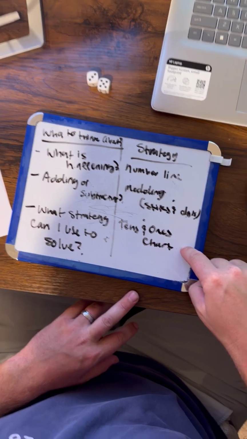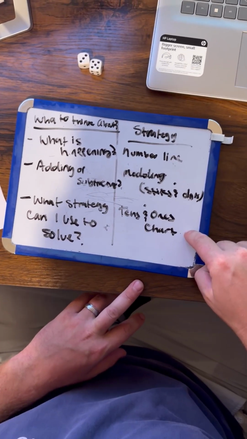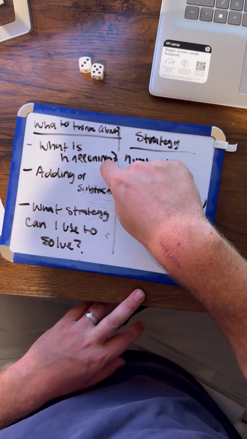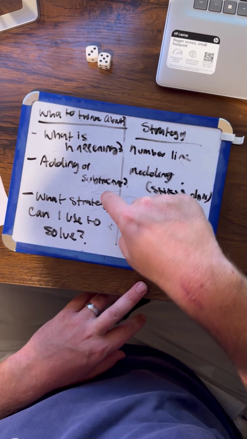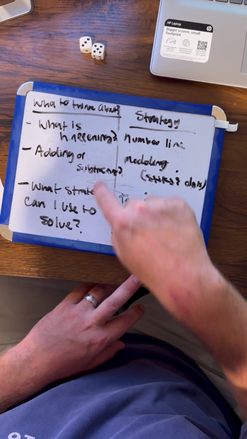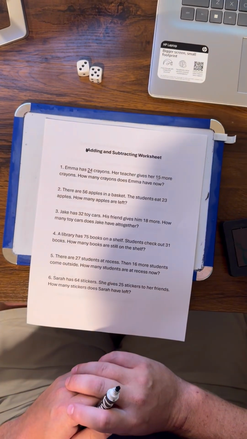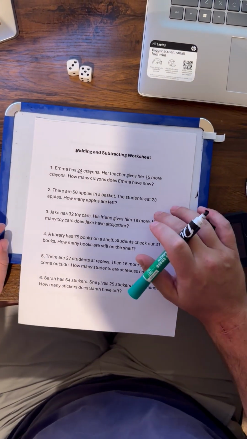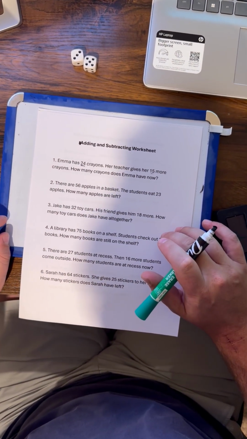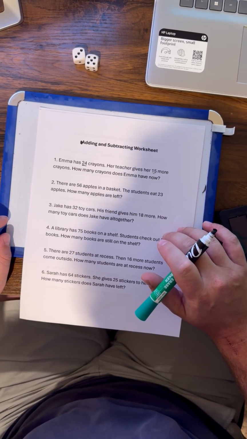As we solve these problems, I want you to think about 3 questions. What is happening in the problem? Am I adding or am I subtracting? And what strategy can I use to solve? Okay, now that we have those questions and strategies in our mind, let's start with our first strategy and look at our first problem.